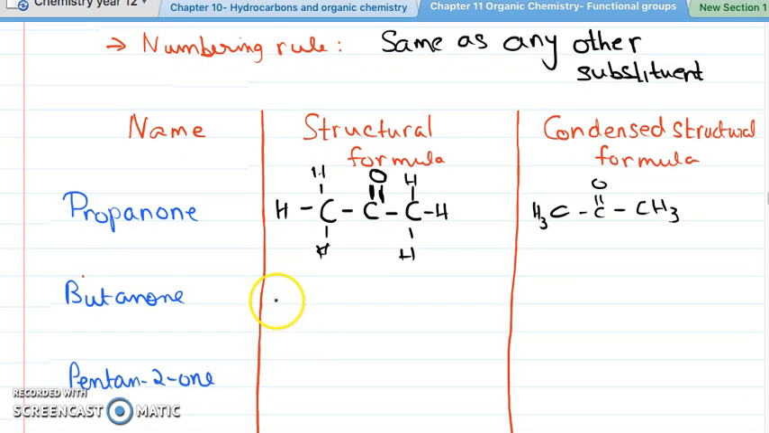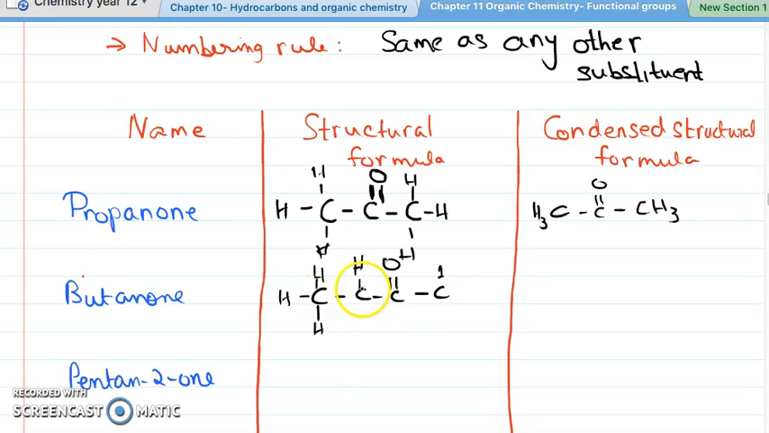Next one is butanone. 1, 2, 3, 4, C double bond O. It really doesn't matter if you put the C double bond O on position 2 or position 3, because if the C double bond O is on this position, then you'll start your numbering from the left. If your C double bond O is on this position, then you start your numbering from the right. So in both cases you will get the name butanone. So there are no variations to it. That's why you can call it 2-butanone or just butanone, because there's only one butanone that's possible. If you condense the structure, you end up with CH3, CH2, C double bond O, CH3.